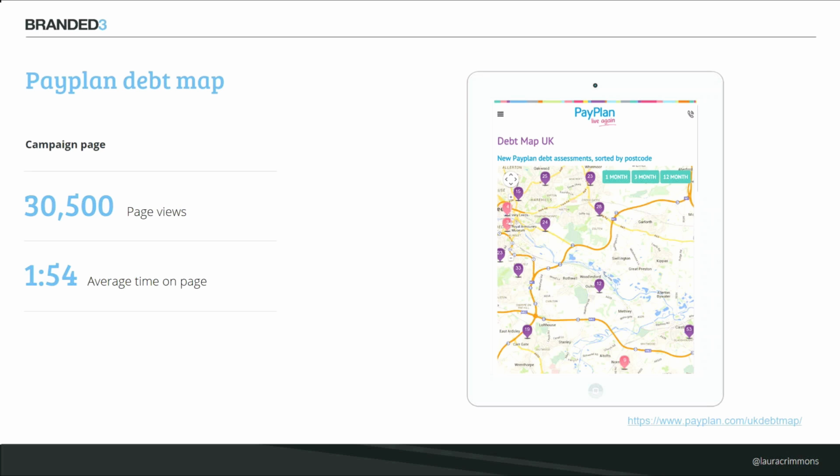And what we also wanted to do was show the trend over time in terms of when people were seeking debt advice. So what this did was, again, mapped across the UK using their data of when people were seeking debt advice. And you could see it as a month trend, a 3-month trend, and a 12-month trend. It showed what the average debt level was, how much was unsecured, how much was secured, and yeah, figures for people that were seeking advice.